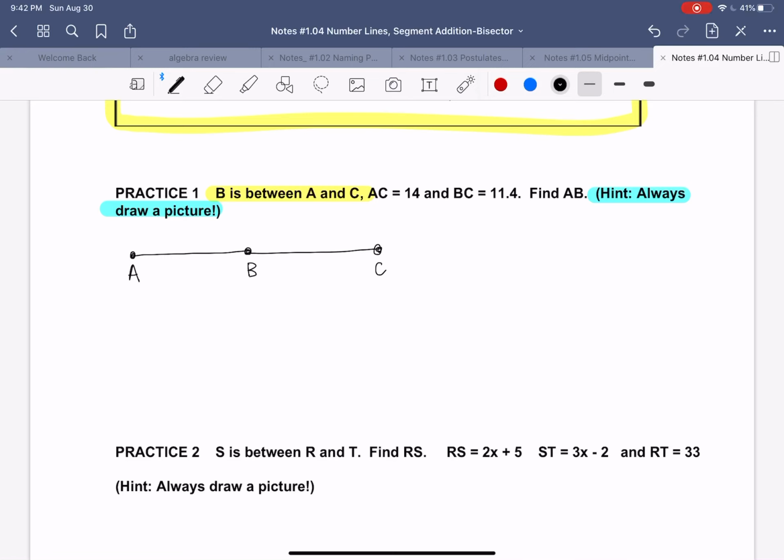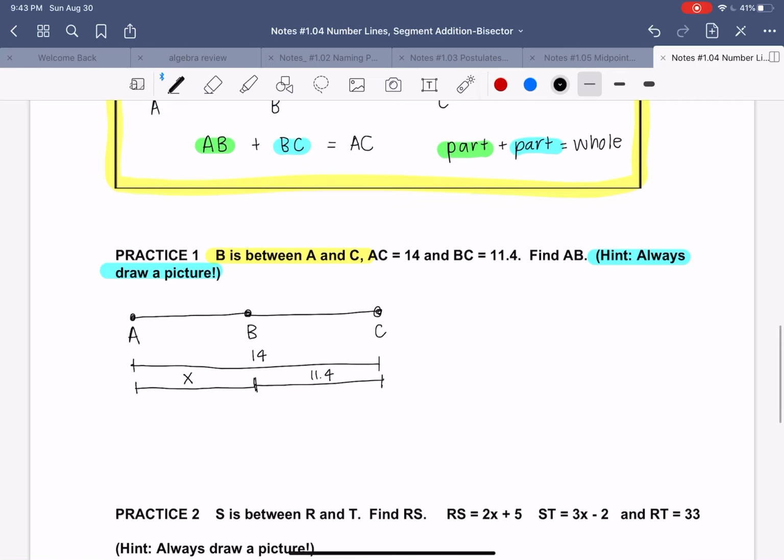Okay, it says that AC is 14. So this whole segment is 14 units. And then BC is 11.4. Find AB. So I need to know what the value of AB is. So what do we always label unknown distances or parts of an equation? We label it with a variable. Okay, and I'm going to use X.